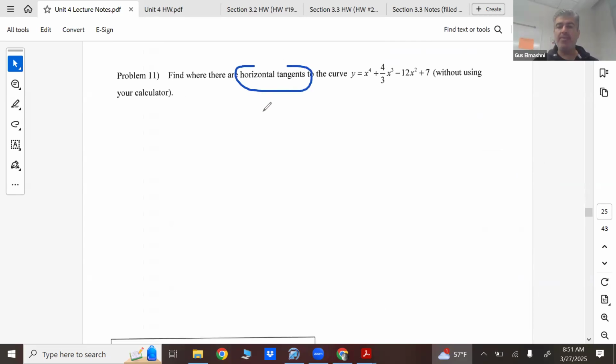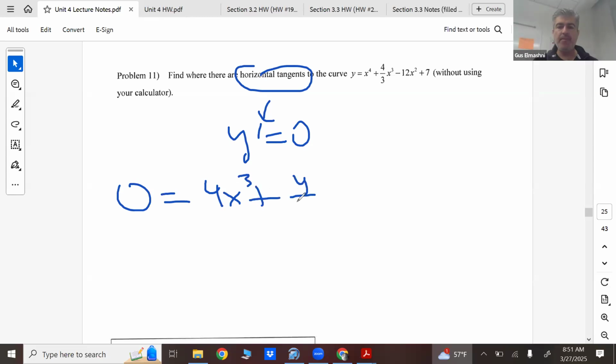Okay, horizontal tangents, guys. What does that mean? What's y prime equal? 0. So let's do it. So 0 will equal my derivative. Cleaned up.